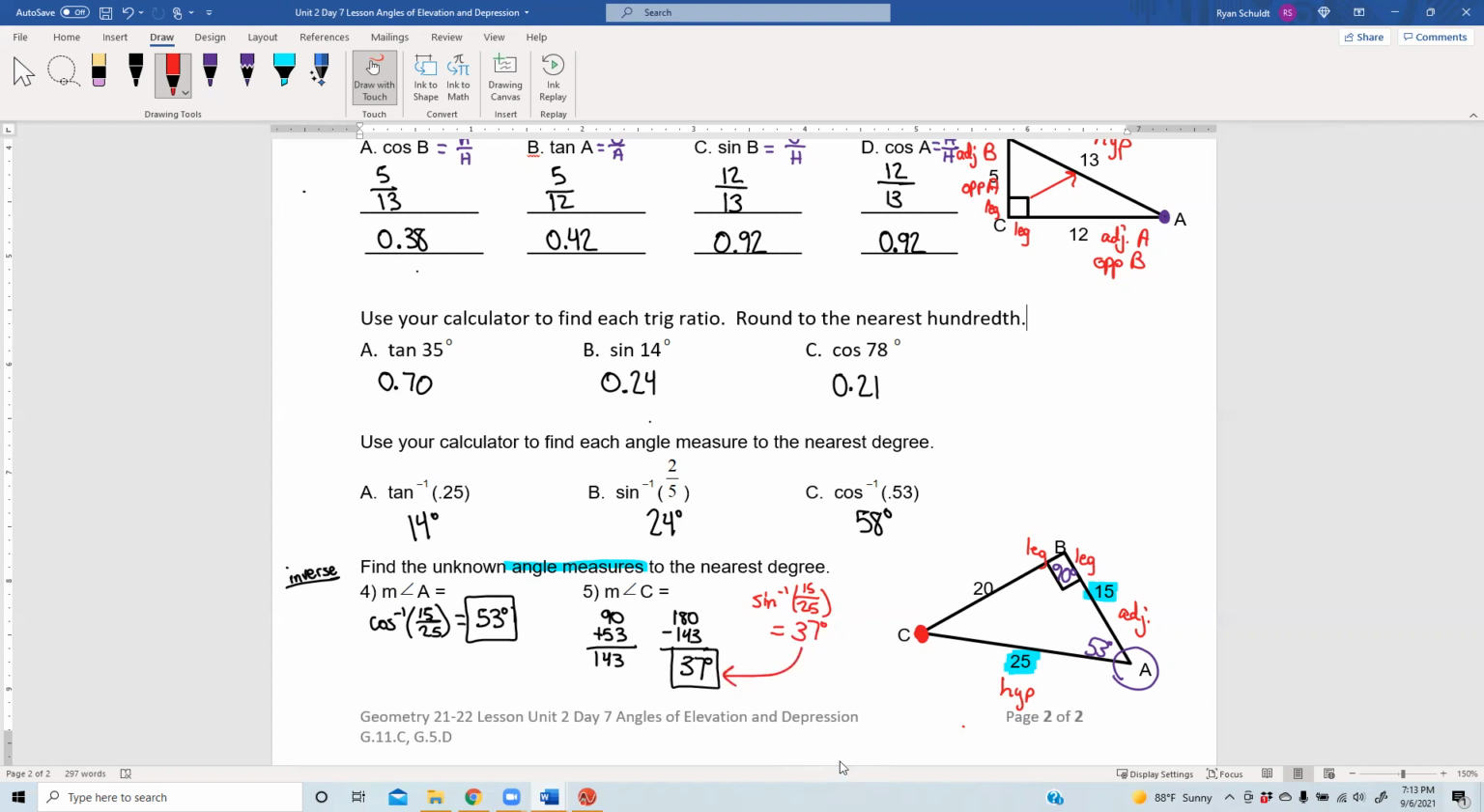So either way works. If you're kind of rusty on your trig, then you may want to just add. It's like, okay, I got through one, let me just add it to 90 and subtract from 180, and I'm done. But that's totally up to you.